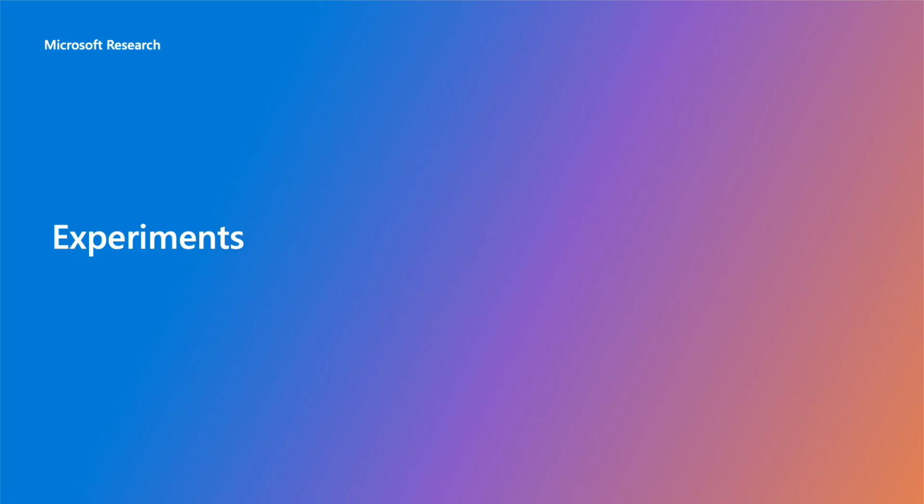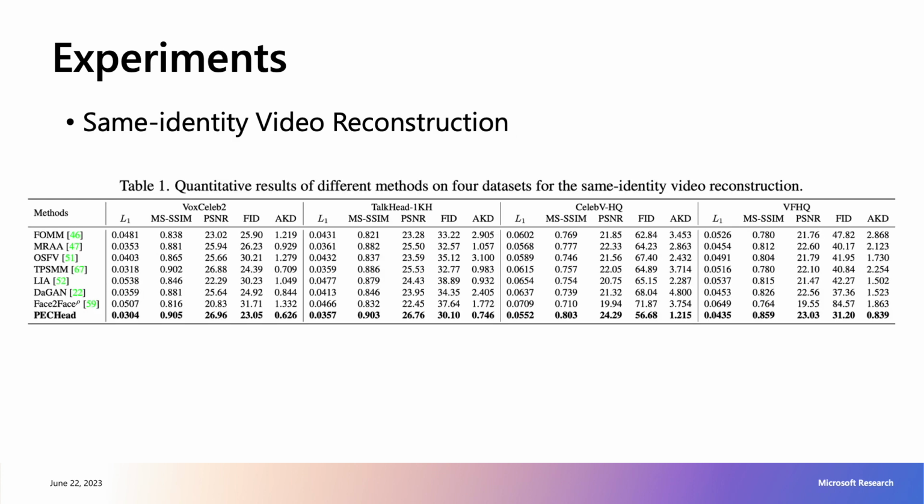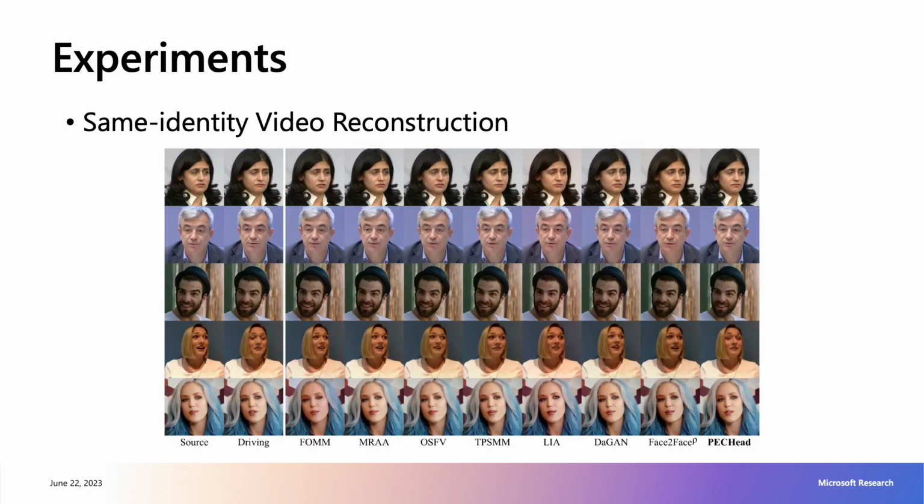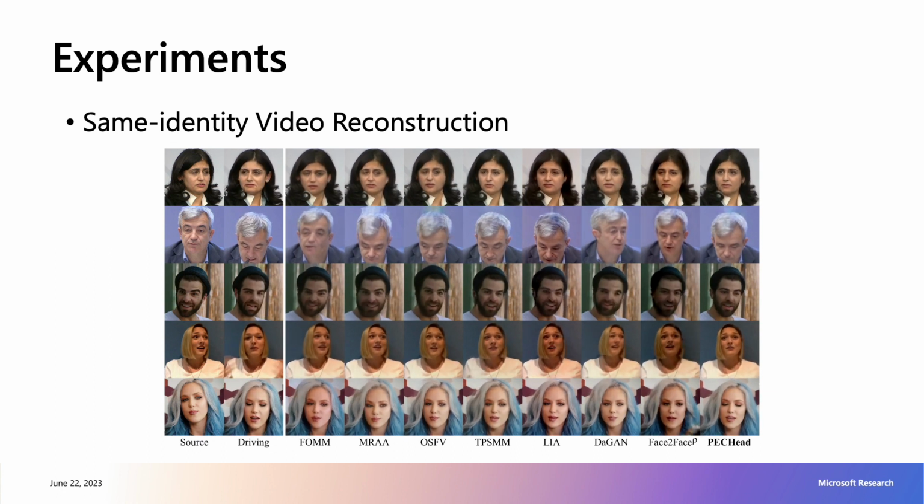Now, let's talk about the experiments. We evaluate our model on 4 datasets and compare our model with 7 representative methods. The metrics used for evaluation include 3 types: reconstruction faithfulness, visual quality, and semantic consistency. We compare our models with state-of-the-art techniques for same identity video reconstruction, where the source and driving frames depict the same individual. Quantitative results are presented in Table 1, and qualitative results are shown in this figure. Our models demonstrate significant improvements across all metrics, preserving facial shape while accurately transferring facial expressions compared to existing techniques.